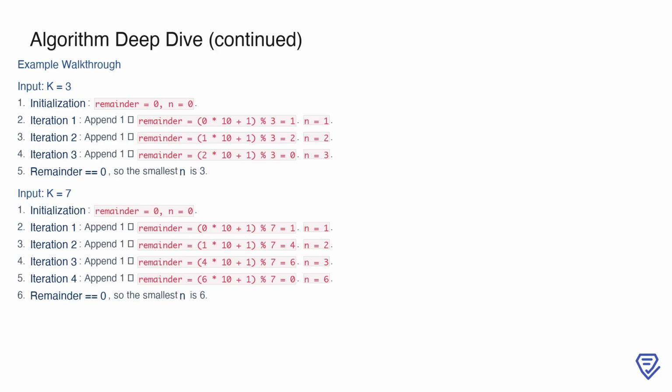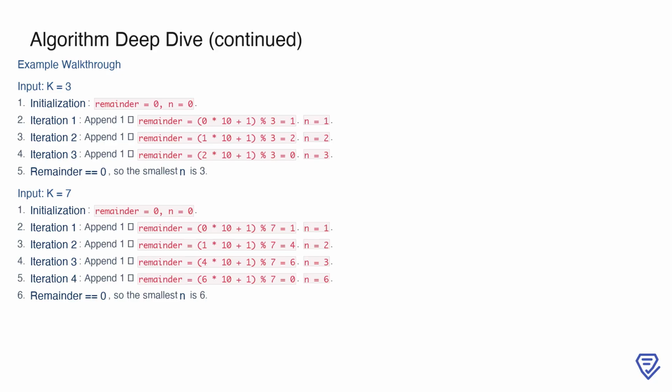In the third iteration, we append one more 1, and this time the remainder becomes (2 * 10 + 1) % 3, which is equal to 0. Since the remainder is 0, the smallest n is 3. Now for k equals 7, initialize remainder equals 0 and n equals 0.